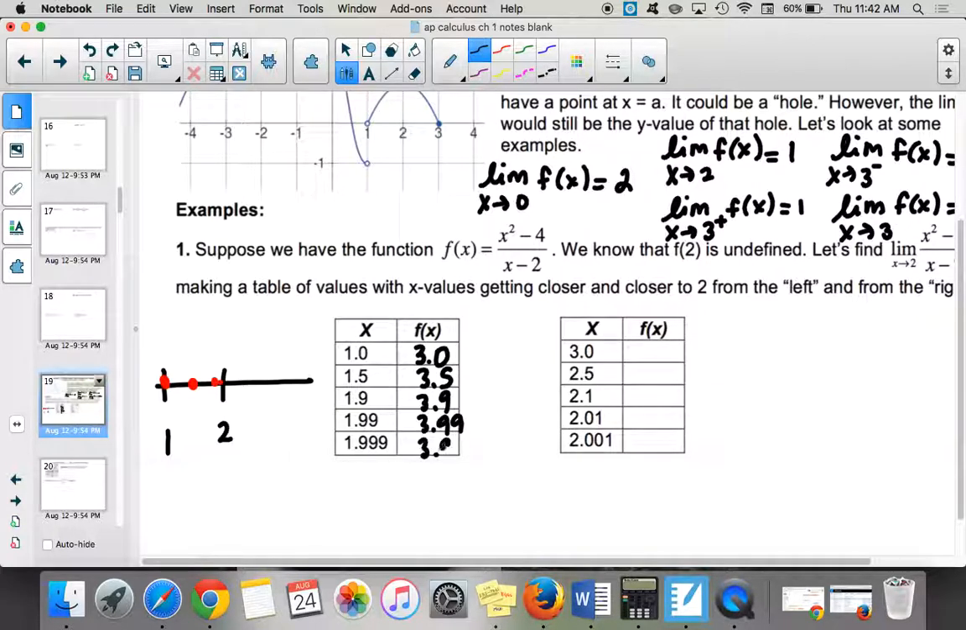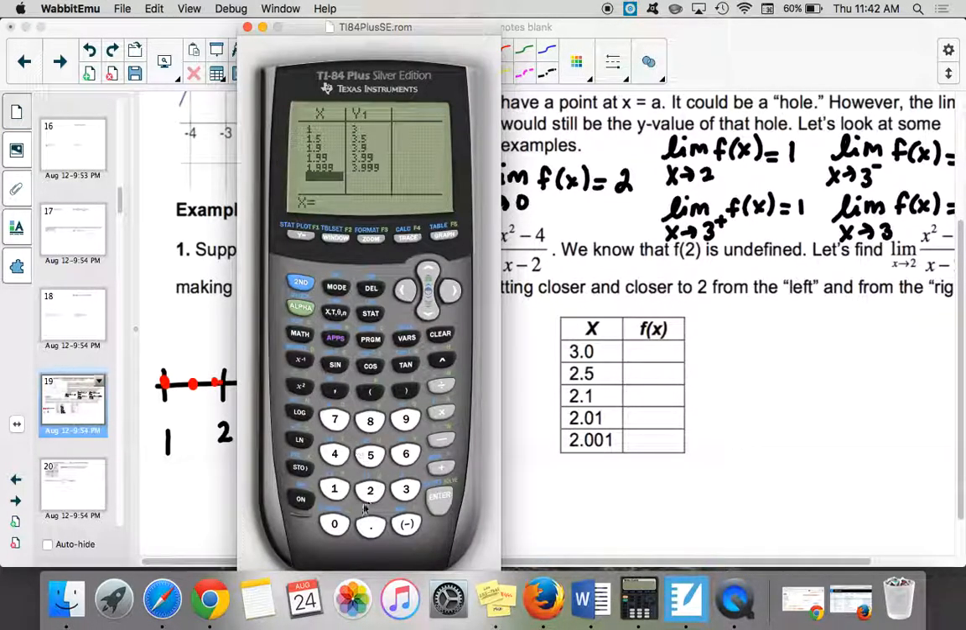I was always really obnoxious in high school. I was like, oh, I can just find a limit. I'm just going to do a table, and I'm going to do 1 point 9, 9, 9, 9, 9. But sometimes your calculator can't hold all of those, and then it just rounds to 2. So you can only do a certain number of 9s. Yeah, Ashley?